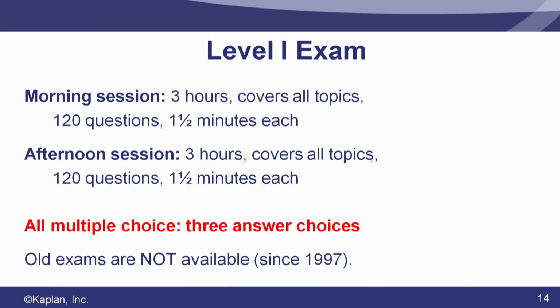So the level 1 exam, how is it structured? There are 3 hours in each section. There's a morning session and there's an afternoon session. There'll be 120 questions in each one, and each will cover all the topics in approximately those topic weights. So it's not like you can say, oh, they didn't test fixed income in the morning, I better study it at lunch. Nope, they hit all the topics in both sessions of the exam. And you must take both sessions.